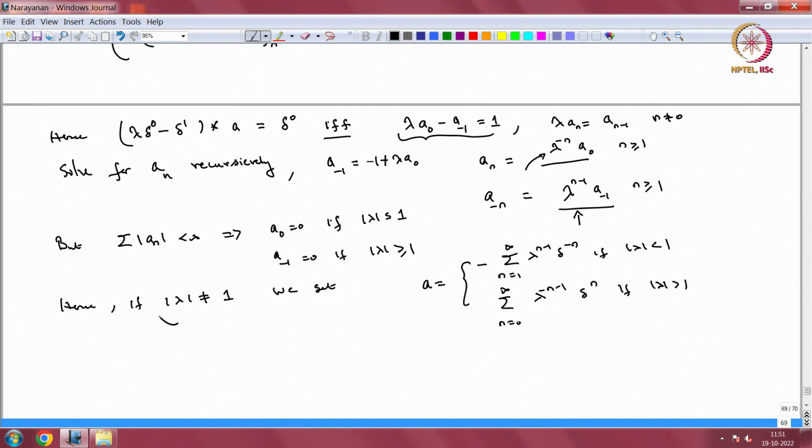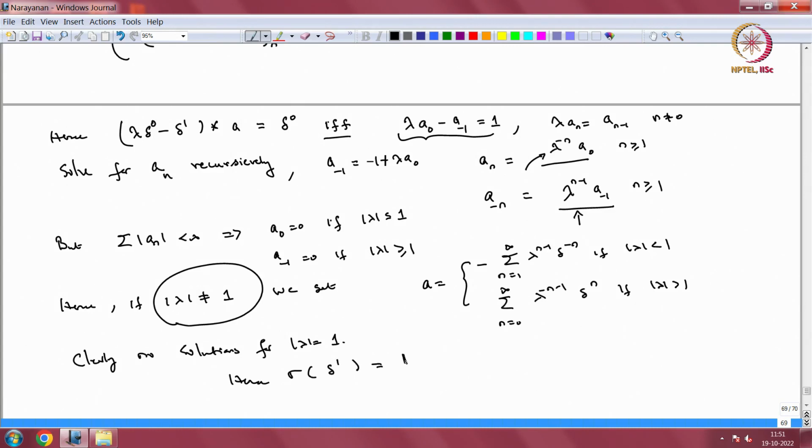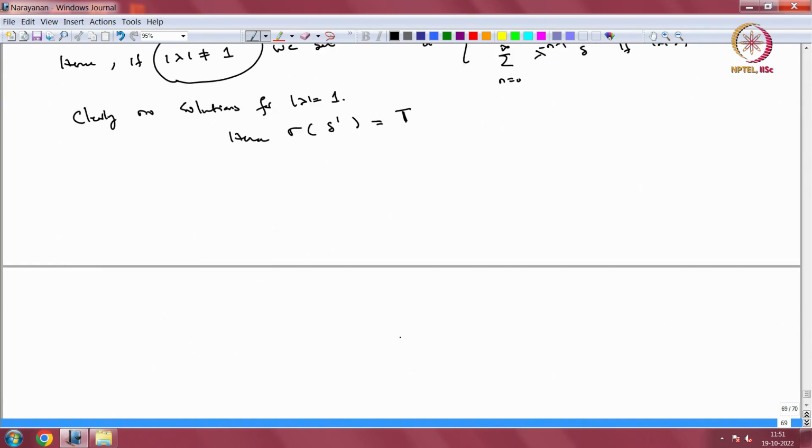So, whenever mod lambda is not equal to 1, I have an inverse, and there is no solution for mod lambda equal to 1, because once mod lambda equals 1 you have just A zeros and A minus 1s, and so it will not converge. So, both will have to be 0 and you will get 0. Clearly no solutions for mod lambda equal to 1, which is the same as saying that the spectrum sigma of this element delta 1 is the circle, because for any lambda outside the circle we have a solution. So, that identifies the spectrum of L1 of z.